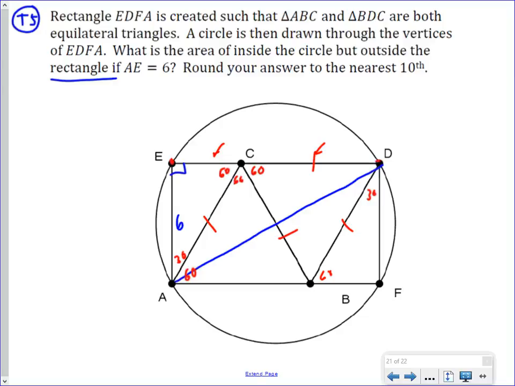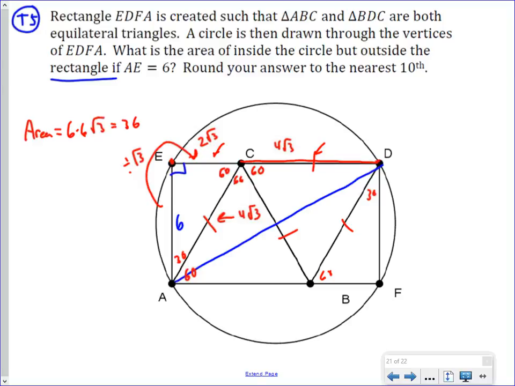And since this is 30, 60, 90, you use what we know about 30, 60, 90, which is the relationship between the legs is root 3. So to go from AE to EC, we divide by square root of 3. And 6 divided by square root of 3 gives us 2 square root of 3, which means that AC is 4 square root of 3. And if AC is 4 square root of 3, that means that CD is 4 square root of 3, which means the area of my rectangle is simply going to be 6 times 6 root 3, which gives you 36 root 3.